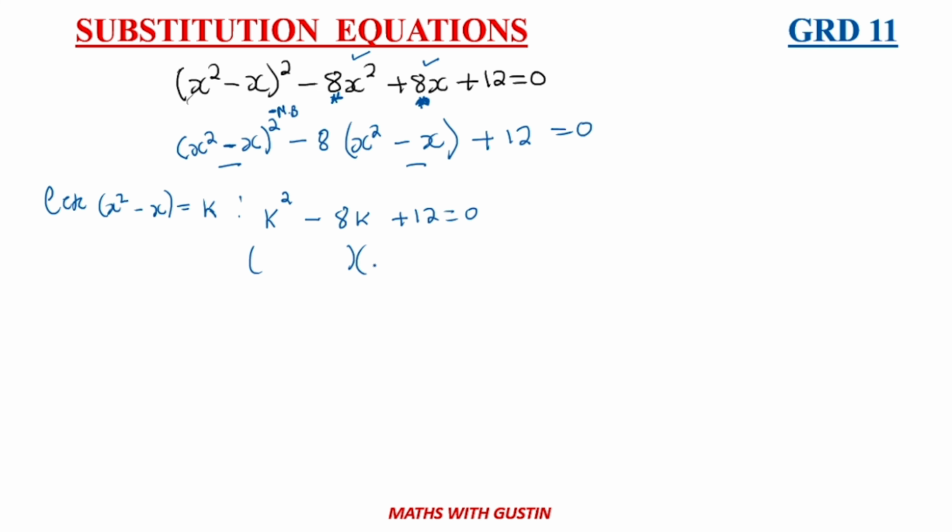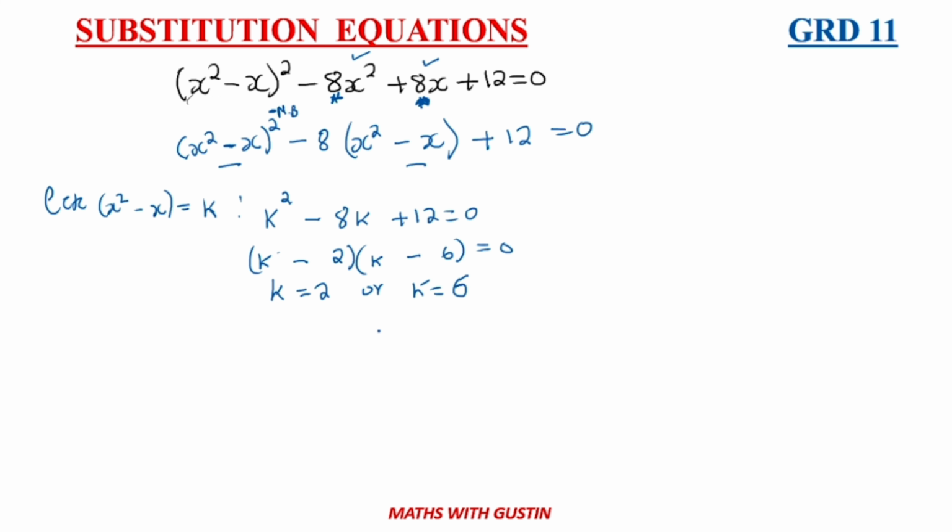Therefore, this is a trinomial. We need to factorize here. So we are going to have k there, and another k there. Then two numbers that multiply together to give 12 are 2 and 6. And therefore, it needs to be negative, negative, positive. Our middle term is negative 8. Therefore, k is going to be equal to 2, or k is going to be equal to 6.